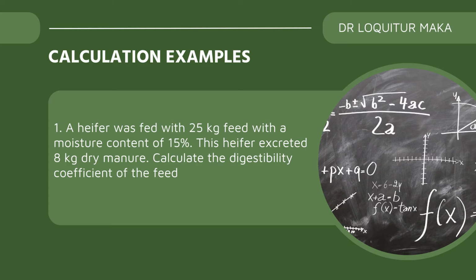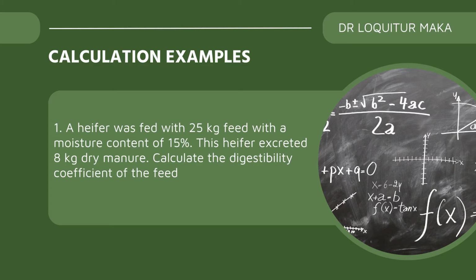Now let's get to our different examples. Let's say our question reads as follows. A heifer was fed with 25 kg feed with a moisture content of 15%. This heifer excreted 8 kgs of dry manure. Now calculate the digestibility coefficient of the feed.